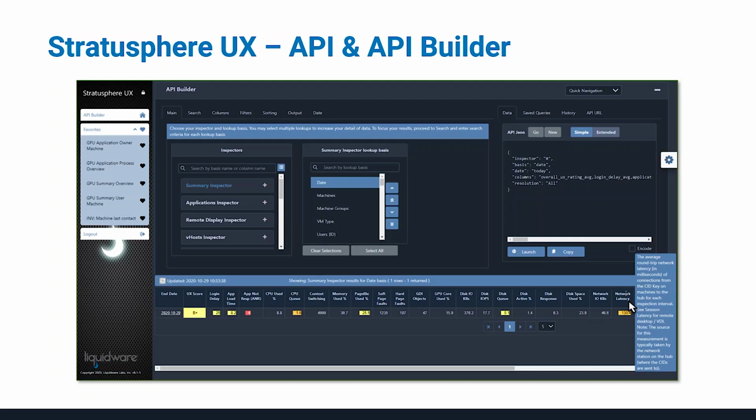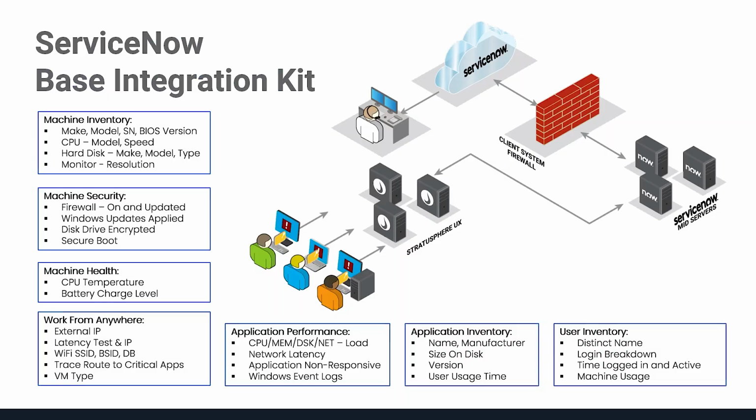So our API builder is part of Stratusphere. It's off by default. You have to turn it on to access it. And then you have access to all of this data. Every bit of data that you can view in the Stratusphere interface is available through the API and the API builder. So first off, an integration kit that we built with one of our partners.